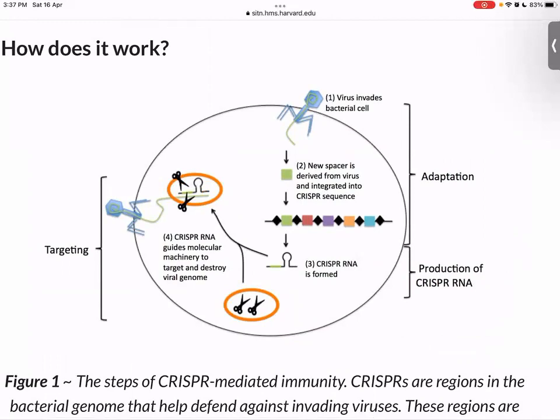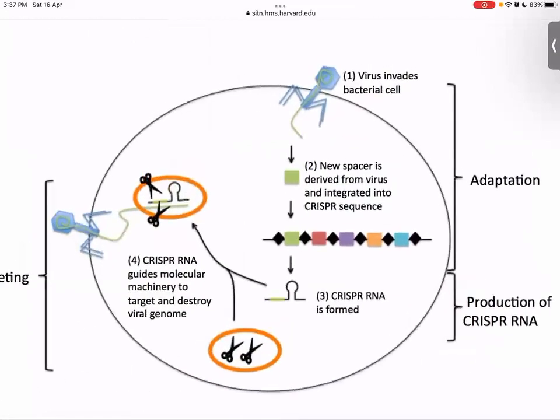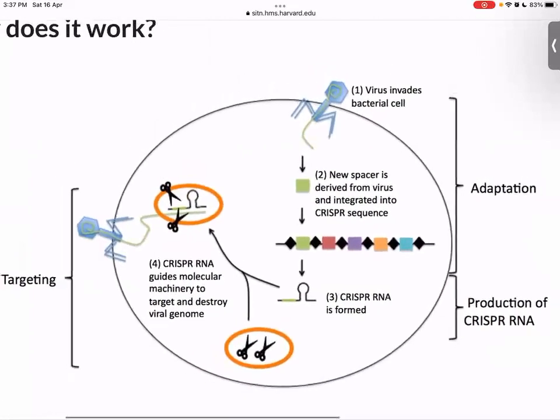So in this diagram, I'm zooming into it. It shows you the normal immune mechanism of a bacterium. As you can see at the top right corner, a virus is invading a bacterial cell. You can see it's getting inside a bacterial cell. A new spacer is derived from the virus and integrated into the CRISPR sequence. Now, what is this spacer?